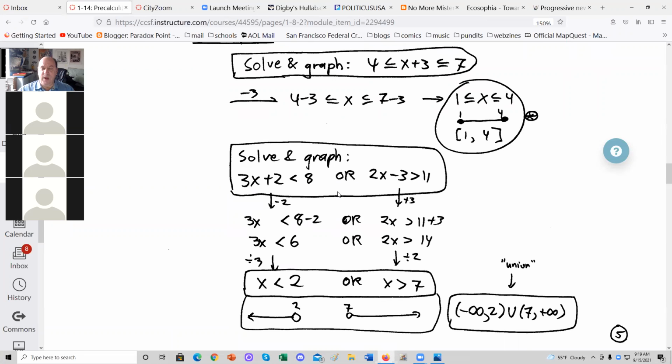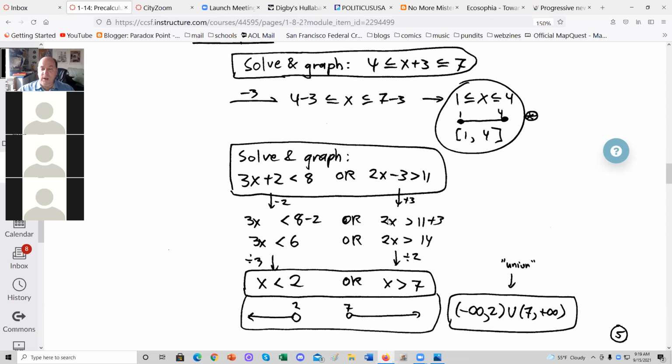Here we have two half lines pointing in opposite directions. 3x plus 2 less than 8, or 2x minus 3 is greater than 11. Okay, for this one, we subtract 2 from both sides. 3x is less than 8 minus 2, so 3x is less than 6. And dividing by positive number 3 keeps the inequality the same, and you get x less than 2.